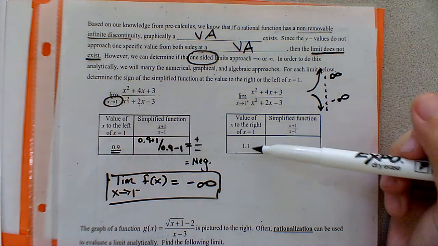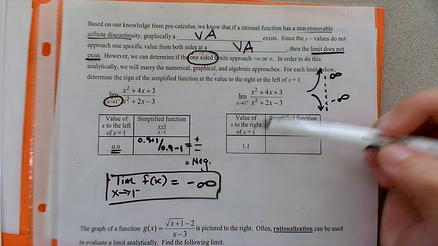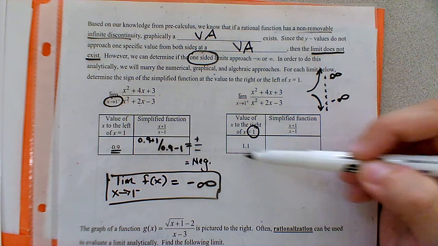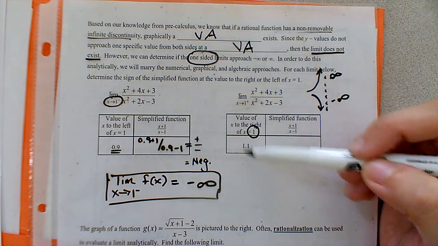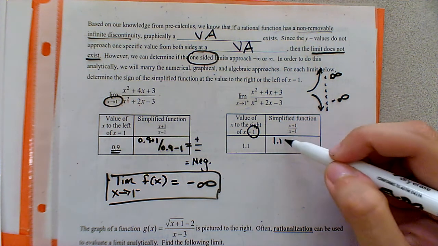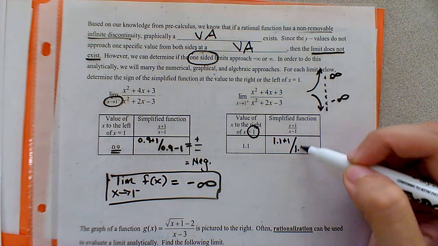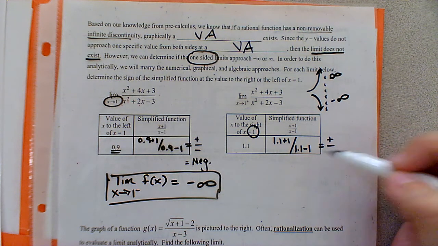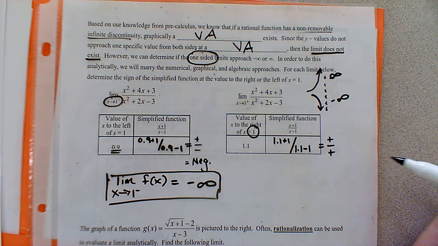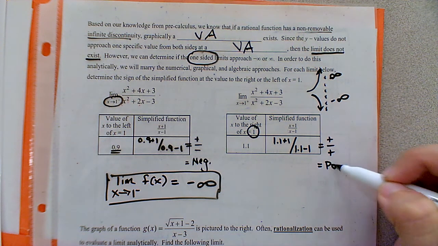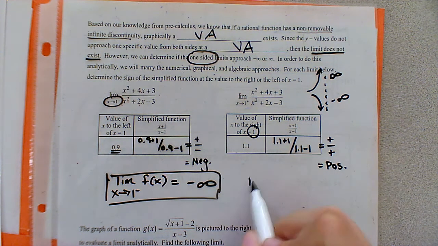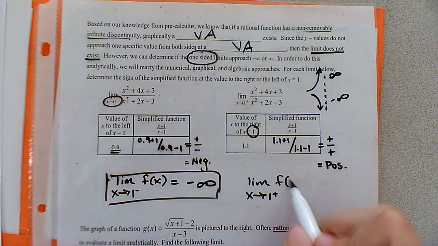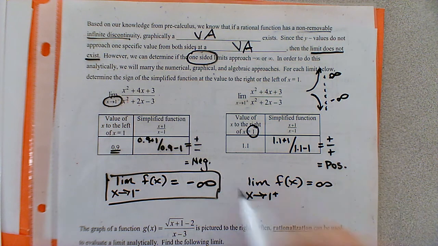Let's go ahead and check the right-hand side. So again, we know there is an asymptote at 1, but we're going to check to see what's happening on the right. Do we go up or do we go down? So if we plug in, substitute in 1.1, 1.1 plus 1 is positive, 1.1 minus 1 is still positive, positive divided by positive is a positive result. So on the right-hand side of this vertical asymptote, the graph actually goes up.